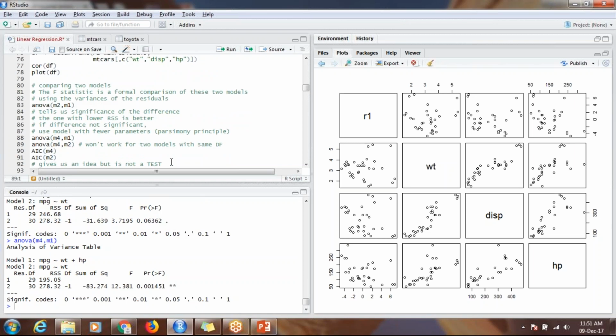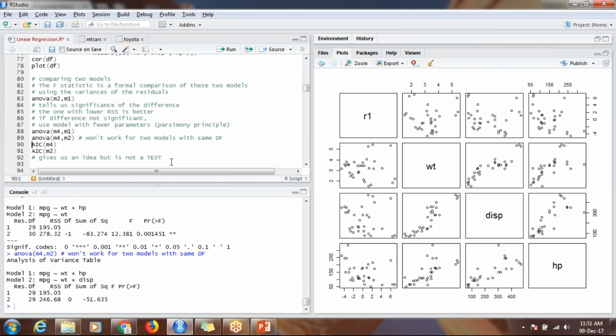So let me do an ANOVA here as well, with the lesser one. The only problem is that ANOVA won't work for two models with the same degrees of freedom. Here I'm considering two variables, so there won't be any significant impact. The good thing is that when I have a dissimilar number of degrees of freedom, it becomes quite handy.